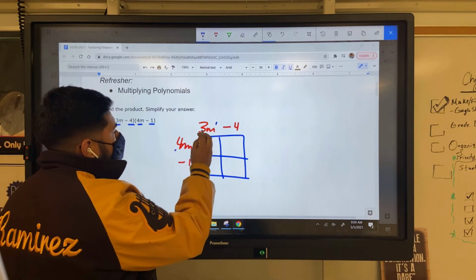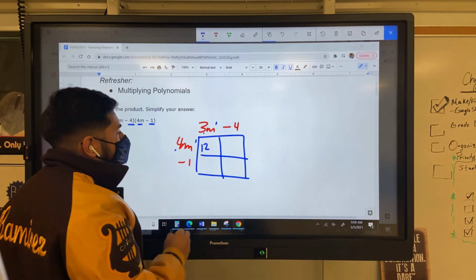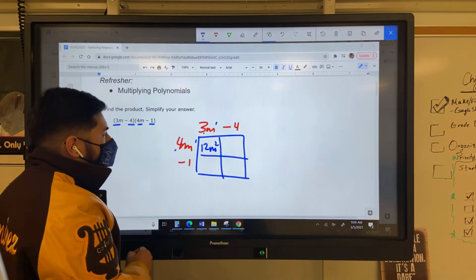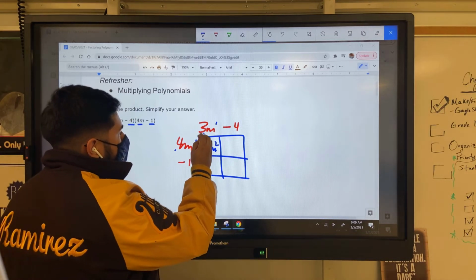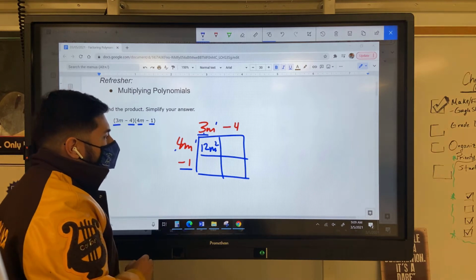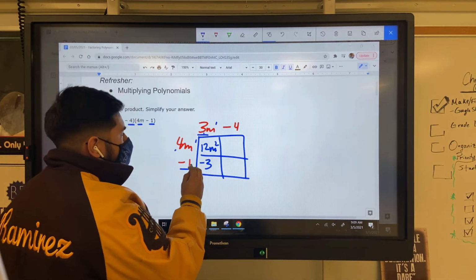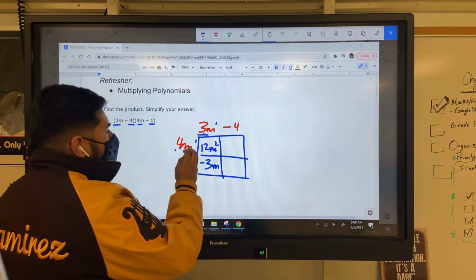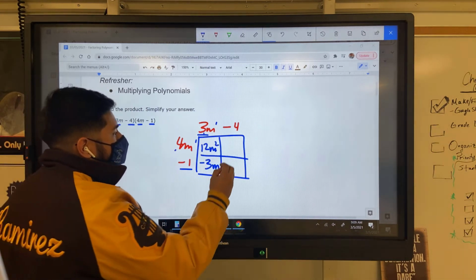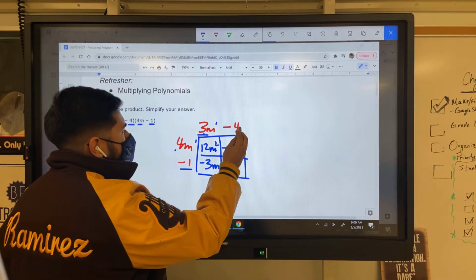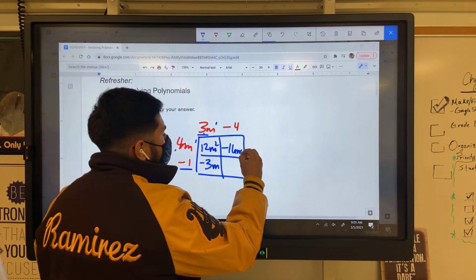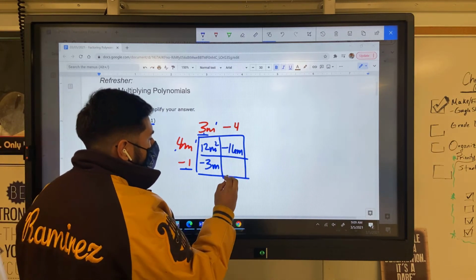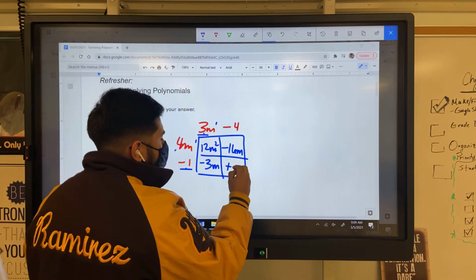All right, don't forget to put little exponent ones. I got 4 times 3, that's 12. Then m1 and m1, m squared. I'm going to do the bottom one. 3 times negative 1, negative 3. No m here, but there's an m here, so I have to put that m there. 4m times negative 4, negative 16. No m there, but I got an m over here, so make sure I put the m. And the last one, negative 1 times negative 4, is positive 4.